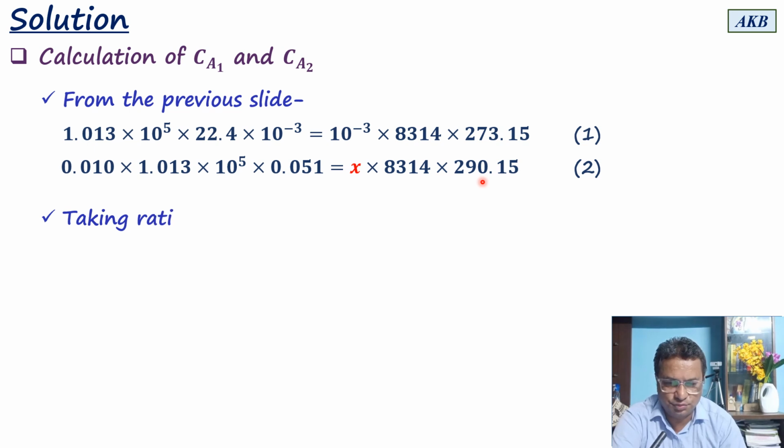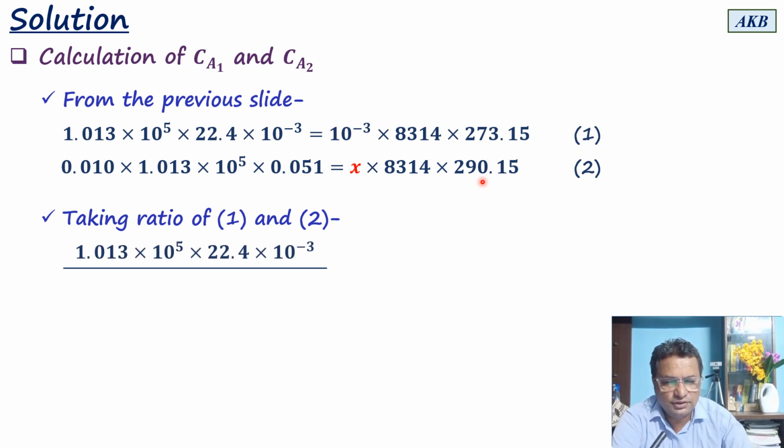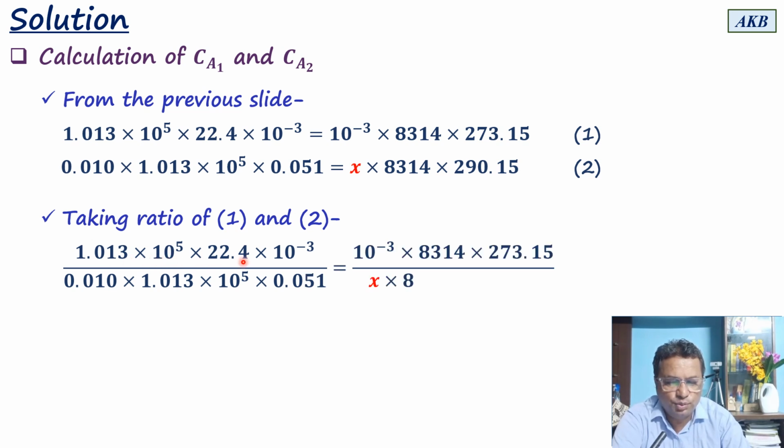Now let us take the ratio, that is, let us divide 2 by 1. So on the left hand side, you'll have 1.013 into 10 to the power 5 into 22.4 into 10 to the power minus 3 divided by 0.010 into 1.013 into 10 to the power 5 into 0.051, that is equal to 10 to the power minus 3 into 8314 into 273.15 divided by x into 8314 into 290.15.